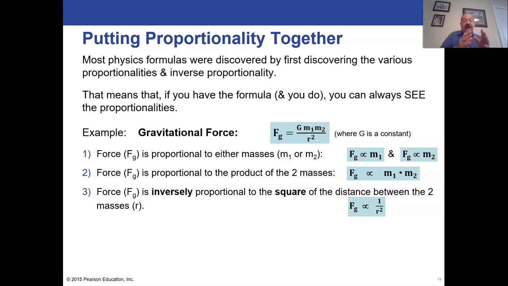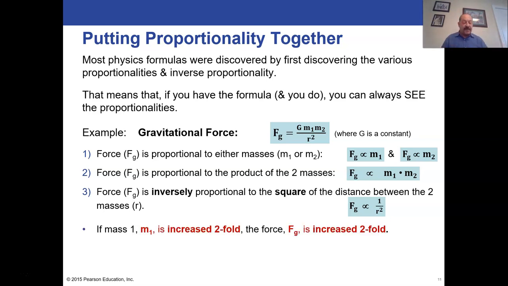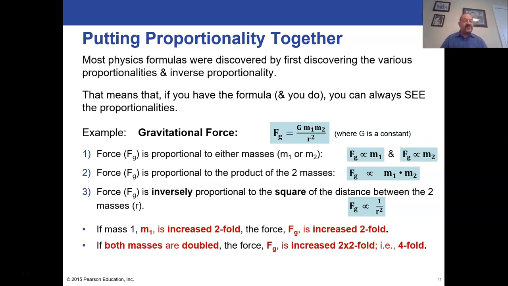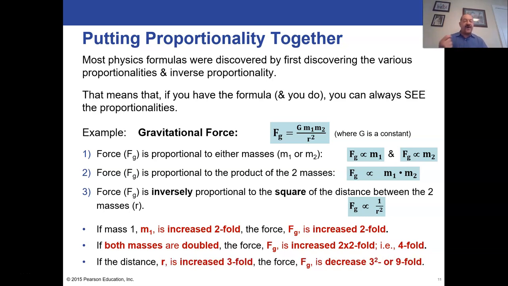So you have to square what's happening to the distance to find out what's happening to the force, and because they're inversely related, one goes up, one goes down. So for examples, if I double the mass 1, the force will go up twofold. If I double both the masses, as I mentioned before, the force will go up 2 times twofold. And if I triple the distance, the force will go down 3 squared fold or ninefold.